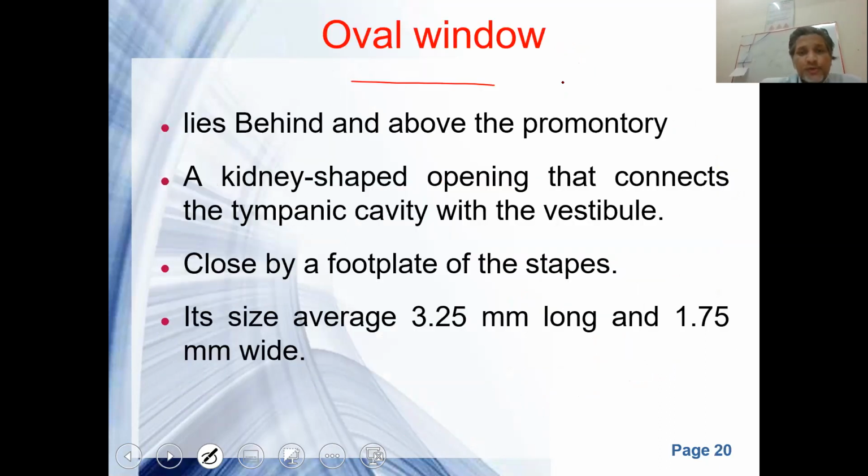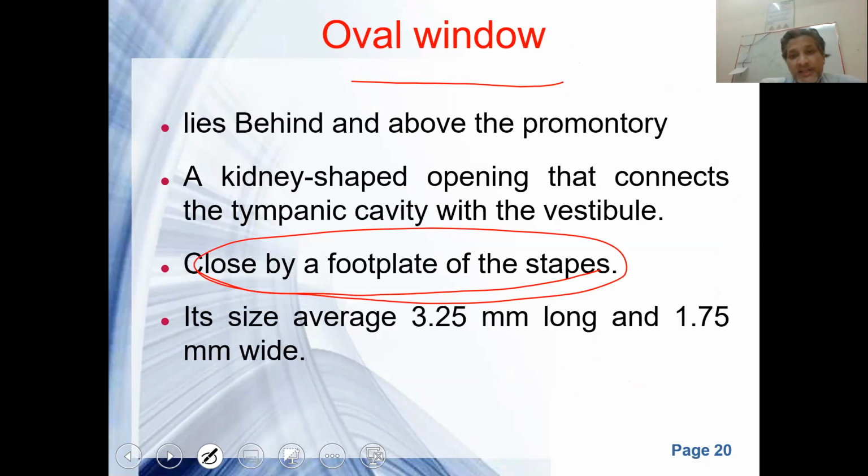So what forms the oval window? Actually, the oval window is nothing but a closure by the footplate. The footplate vibrates into the oval window. The size is less than half of a centimeter. It's a very small structure, but it compresses.